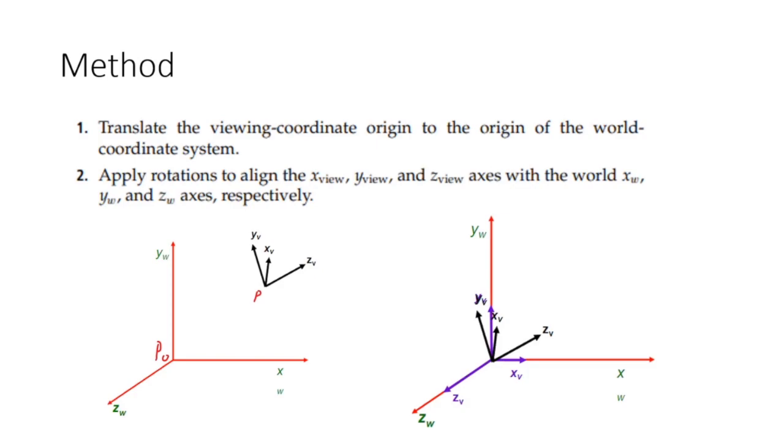The first step is to translate the viewing coordinate origin to the origin of the world coordinate system. Like the picture on the left, we need to move the point P to the point P0, moving the viewing coordinate to the world coordinate. And the second step is to apply rotation to align the X view, Y view, and Z view axes with the world XW, YW, and ZW axes respectively. In the picture on the right, after moving the point, we need to rotate the vectors, from the black lines to the purple lines, to match the vectors of the world coordinate.